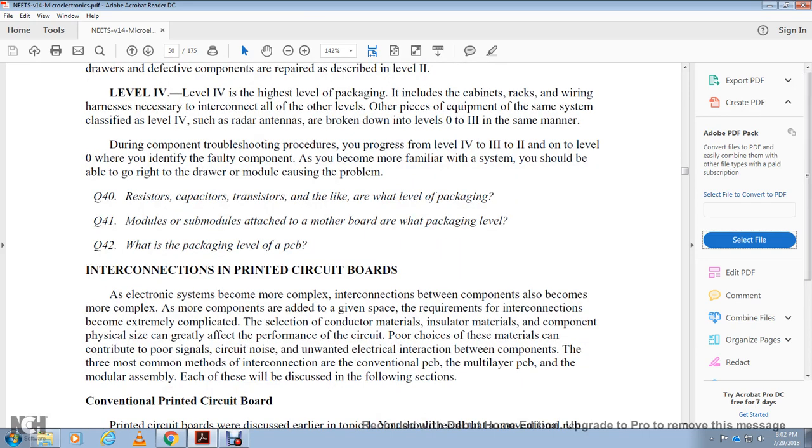Interconnection printed circuit boards. Electrical systems become complex with the interconnection between the components. As the components that are added give it the space requirement, the interconnection becomes extremely complicated. The selection of conductive materials, insulated materials, and the physical component side have a greater effect on the performance of the circuit. The chassis with the material contributes to the circuit signal, with the circuit node with one of the circuit electrical interactions between the components. The three common methods of interconnection are the conventional printed circuit board, the multi-layer printed circuit board, and modular assembly. Each of these will be discussed in the following sections.